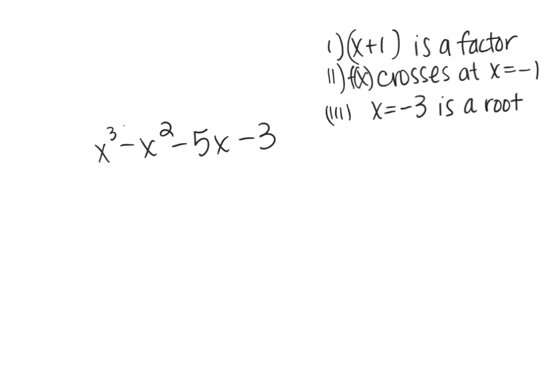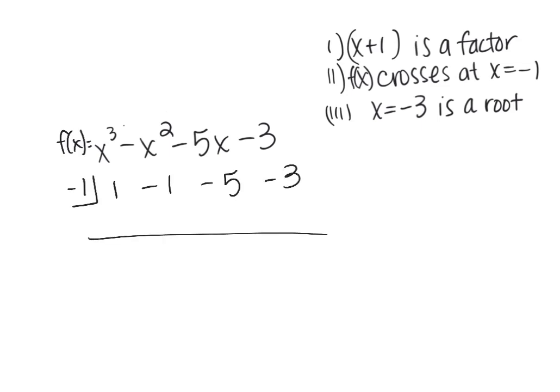Now, we also can look at a function and answer a few questions about it. If we want to see if something is a factor, we do what we just did. We need to see if synthetic division produces a remainder of 0. So here I'll put -1 on the outside, because that means my 0 would have been -1. I bring this down, multiply, bring it down, multiply, add down, multiply, and we see that yes, it is a factor.